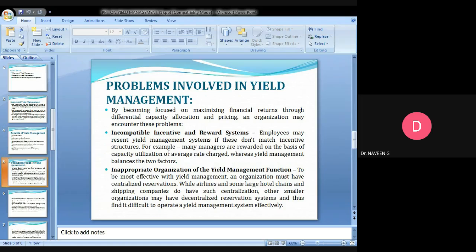So that is the incompatible incentive. We should recognize the service of the employees.